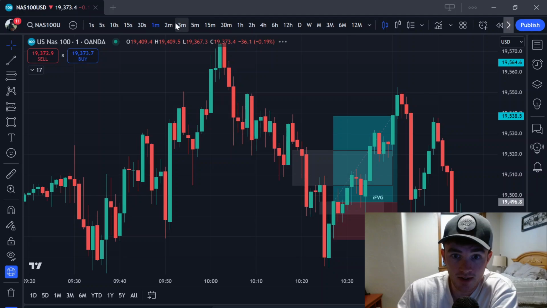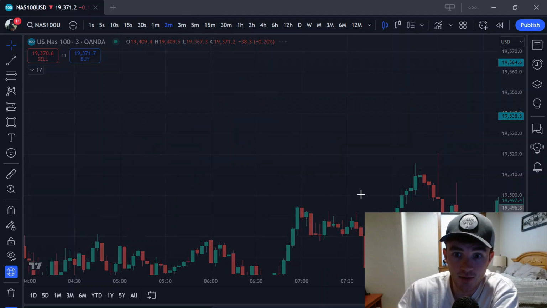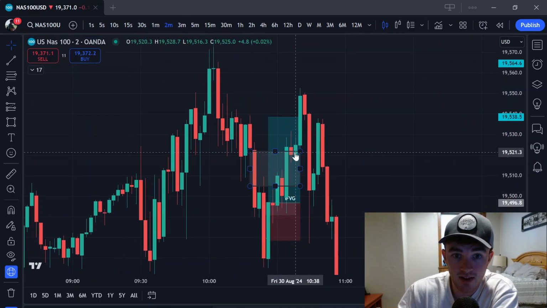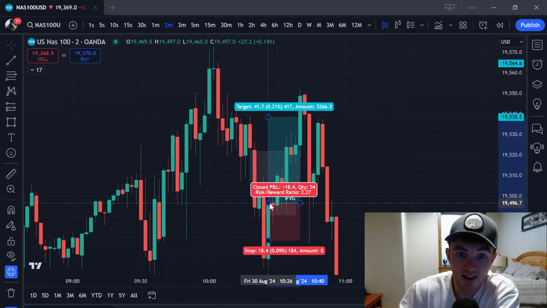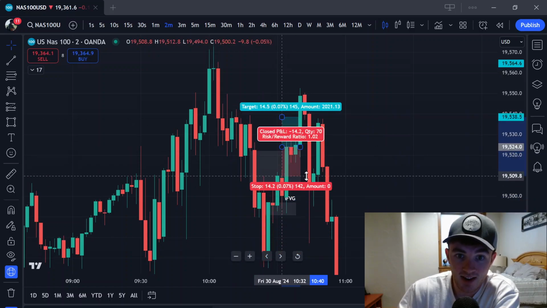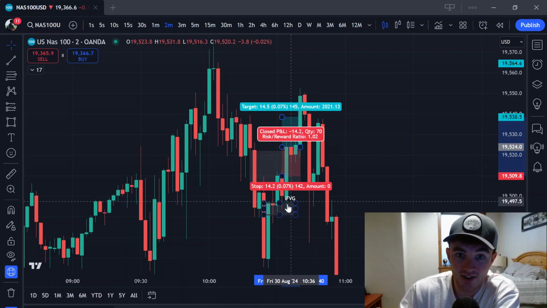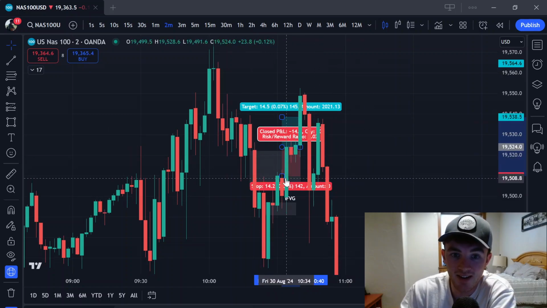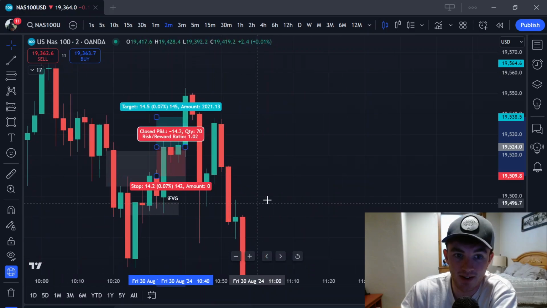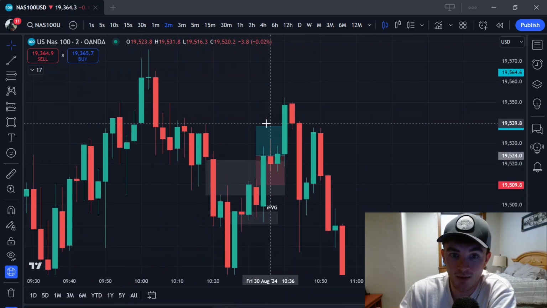Now, what would have been good was this 2 minute, which did inverse, this 2 minute inversed, and then simply targeting this high. But I mean, this is not a very high RR trade. This is like, I don't know, it's barely 1-to-1. But it would have worked out.